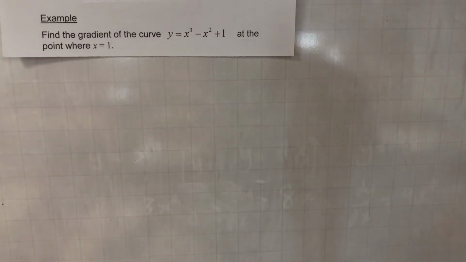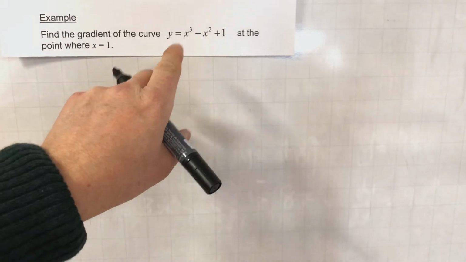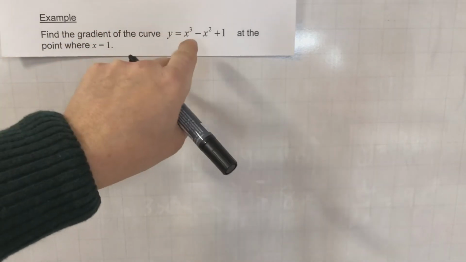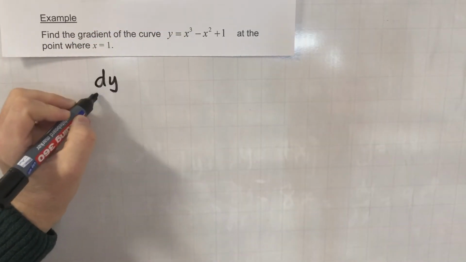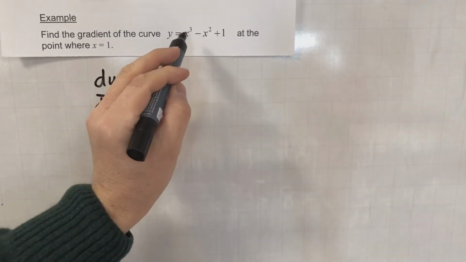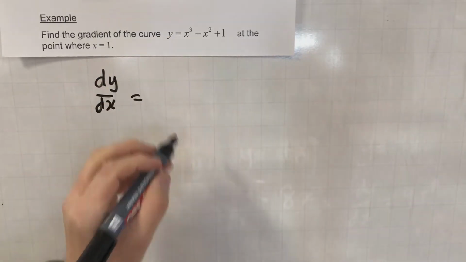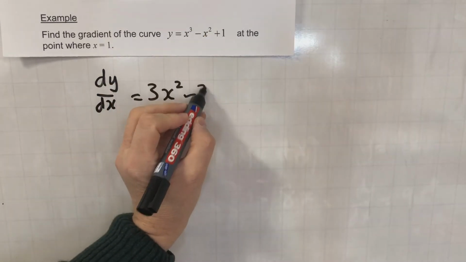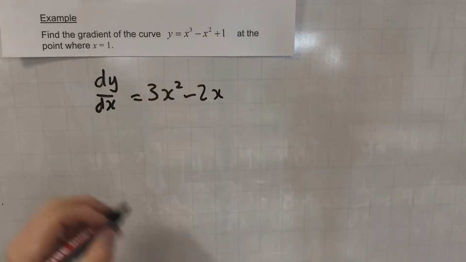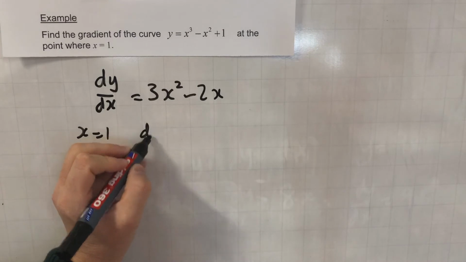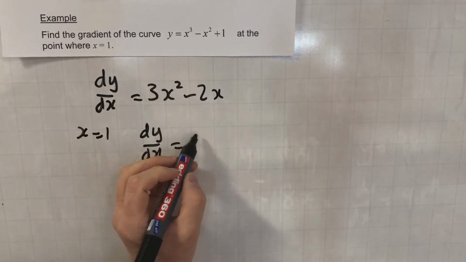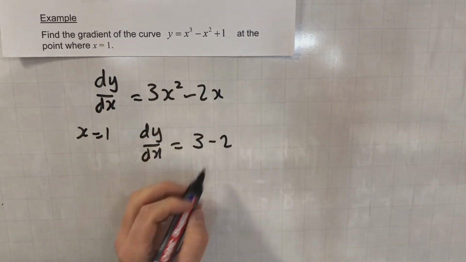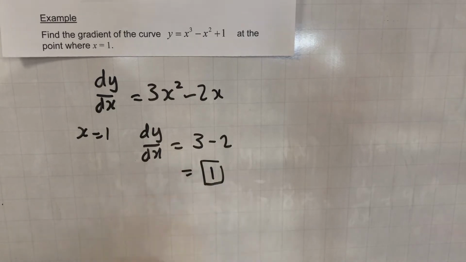Okay, so putting this into practice, we've got a curve, a cubic, and we're told to find the gradient when x equals 1. So the gradient for a curve, we need dy by dx. Well, as I've already pointed out twice, the differentiation of x cubed is 3x squared. Take, differentiation of x squared is 2x, and differentiation of 1 is nothing. When x equals 1, the gradient, like dy by dx, will equal 3, because 1 squared is 1, times 3 is 3. Take 2, because 2 times 1 is 2, so the gradient is 1.